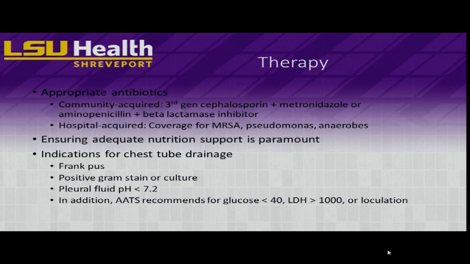So of note, aminoglycosides do not penetrate the pleural space very well. They actually get inactivated in the acidic conditions of a complex parapneumonic effusion. And so they should not be used as your primary antibiotic in these cases.